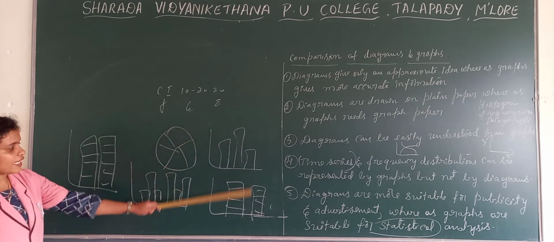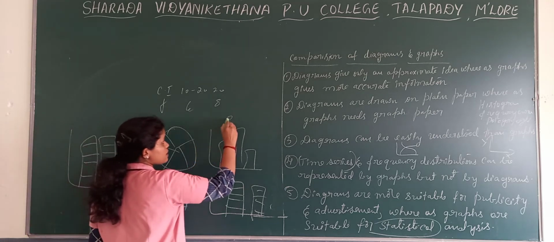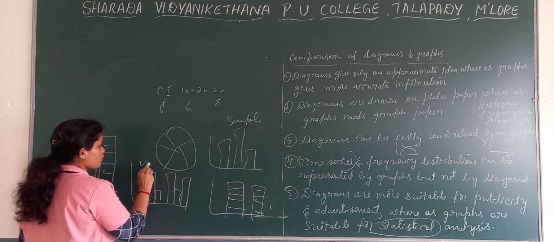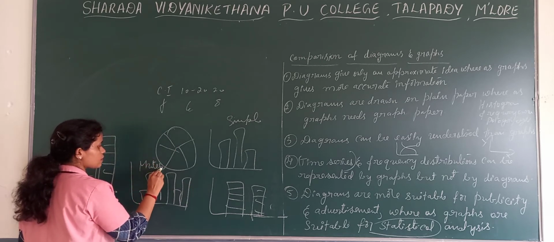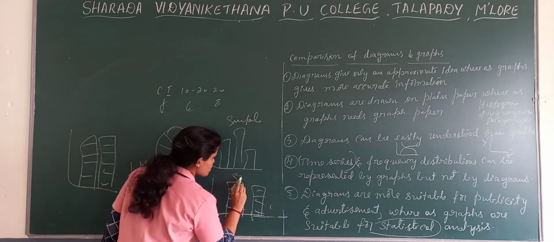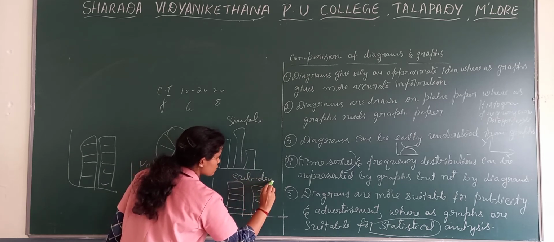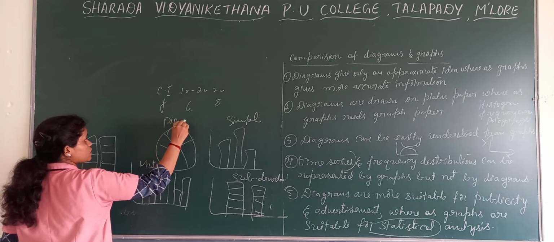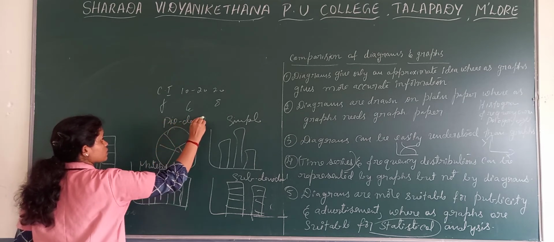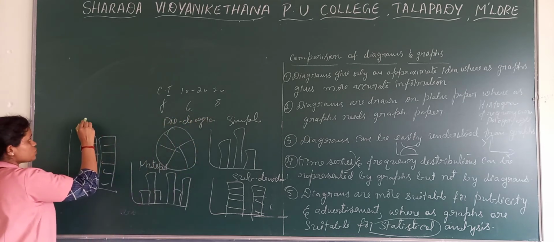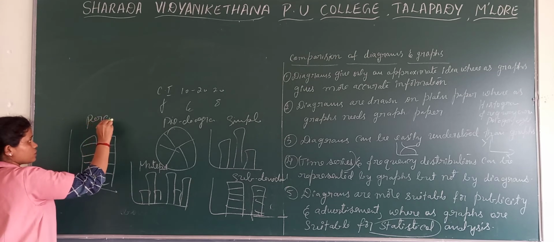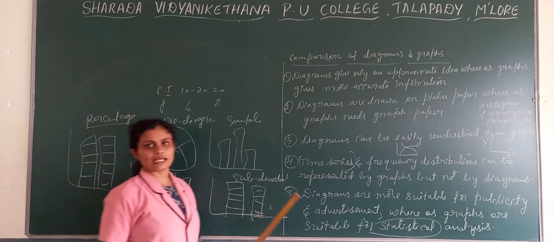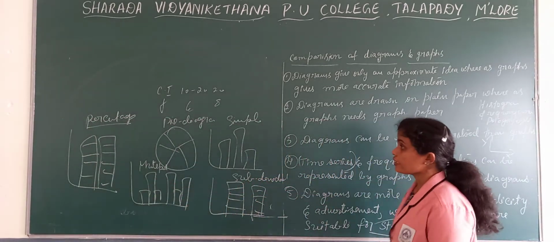These are diagrams, that is simple bar diagram, then multiple, then subdivided, pie diagram, and this one percentage. These are diagrams. Which are graphs then?